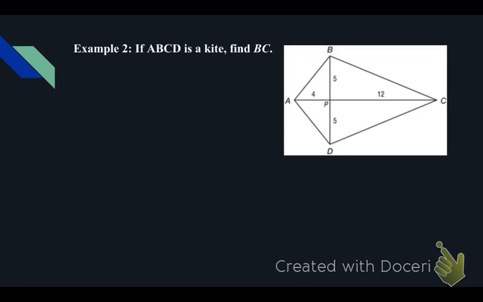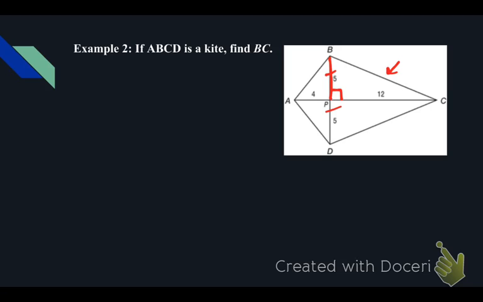Okay, another quick example here. We got a kite, and we need to figure out BC, the length of BC. Now we have the diagonals marked, so we have 5 and 5, we have a 4 and a 12, but that's it. We don't have anything else. So we got to use what we know about a kite. Well, a kite, what's true about the diagonals? They are perpendicular.